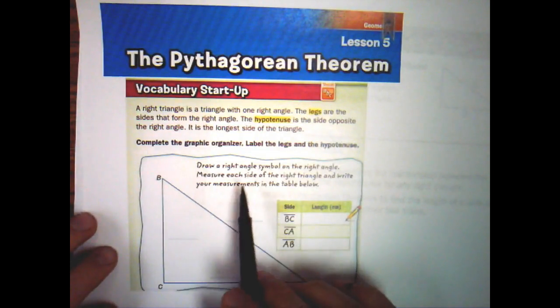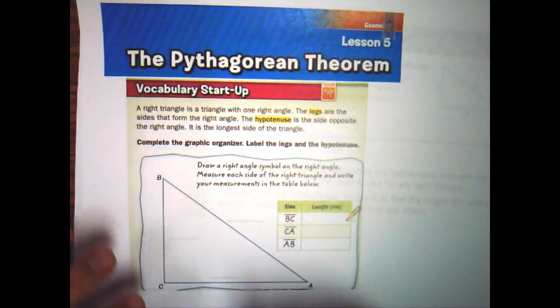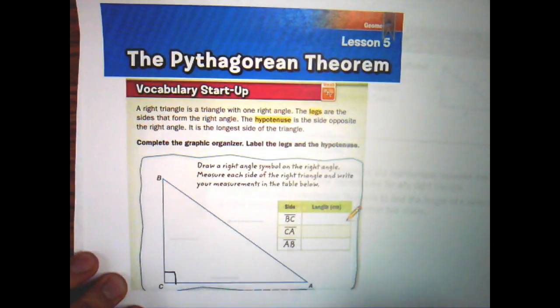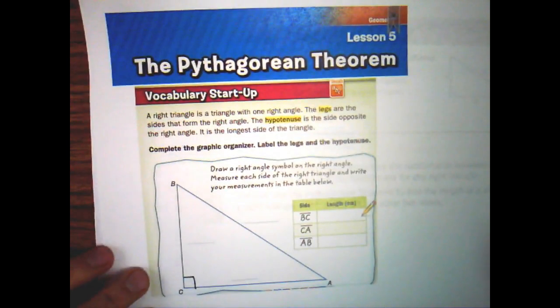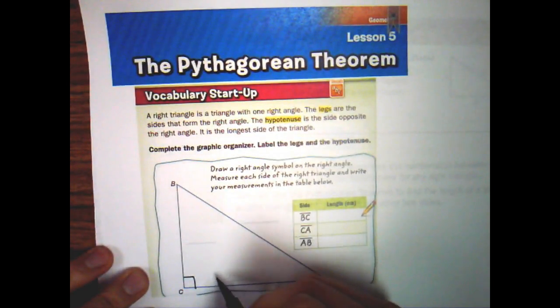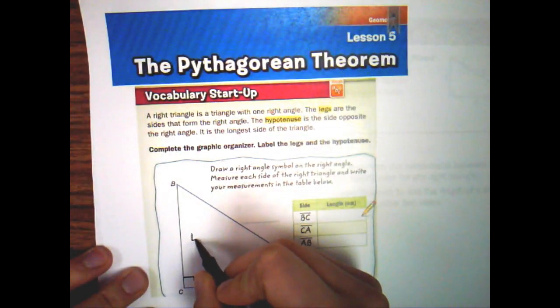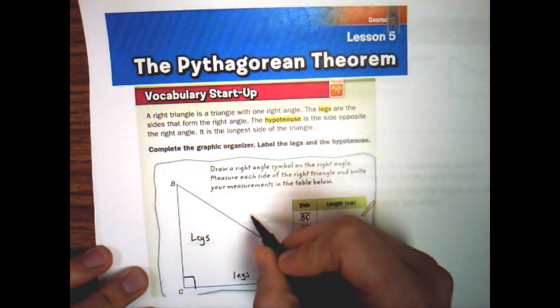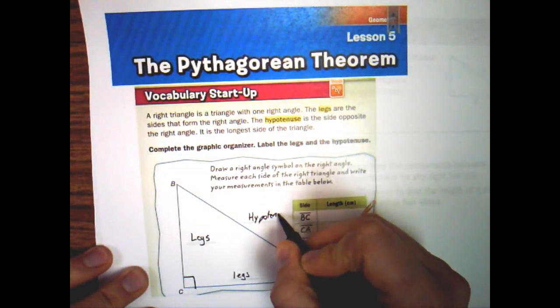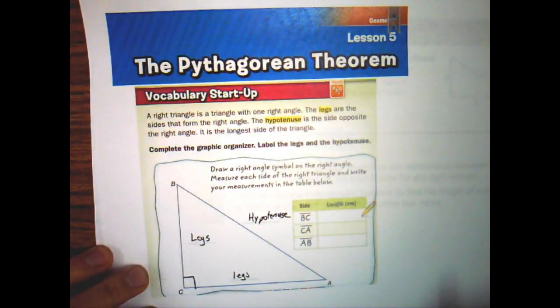Okay, so here we want to draw the right angle symbol on the right angle. Very clearly, that's right down here. Measure each side of the right triangle and write your measurements in the table below. We're not going to do that. These are going to be the legs right here because they form the right angle, and the side across from the right angle is going to be the hypotenuse. If we were to measure them, we would see that the hypotenuse is the longest side.